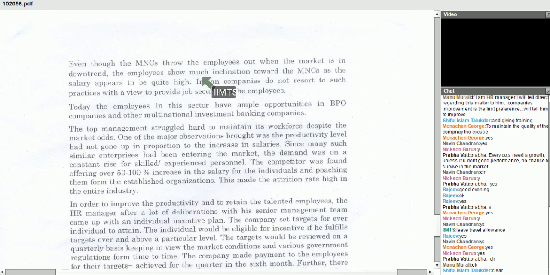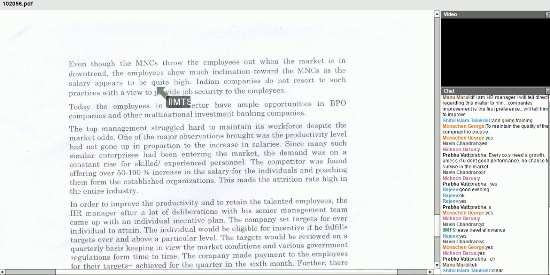Okay. Even though the MNCs throw out employees when the market is in a downtrend, it means at the time of recession, the employees show much inclination towards the MNCs as the salary appears to be quite high. Right? Even after knowing the fact that these multinational companies remove or cut down employees to save their money at the time of recession, the employees still want to join MNCs.